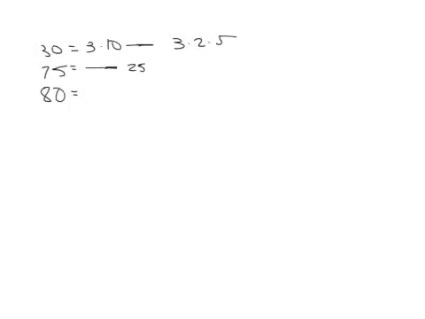75 is 25 times 3, but 25 is not prime. The prime factors of 25 are 5 times 5. 80, what do we have? 40 times 2, but 40 isn't prime, so we have 4 times 10 times 2. But those two aren't prime, so 4 is 2 times 2, and 10 is 2 times 5 times 2.